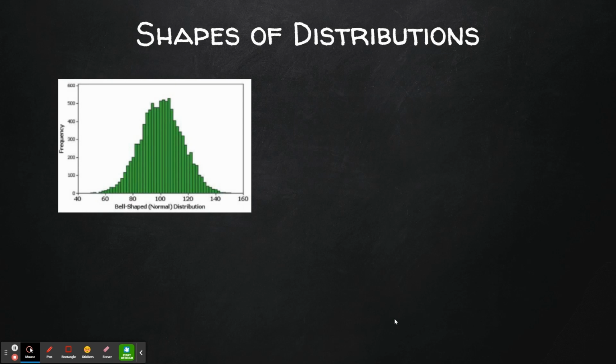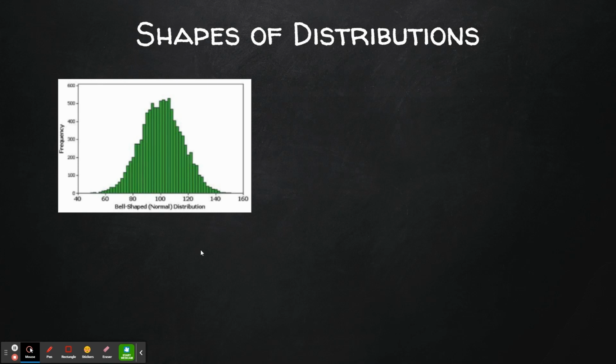Back to the shapes of distributions as we discussed at the beginning. There's 4 main shapes that we discuss in this stats class. The first one is being symmetric or normal distribution. Now, a normal distribution is a very specific type of distribution that is symmetric, but not all symmetric graphs are normal. So you have to be a little bit careful there.